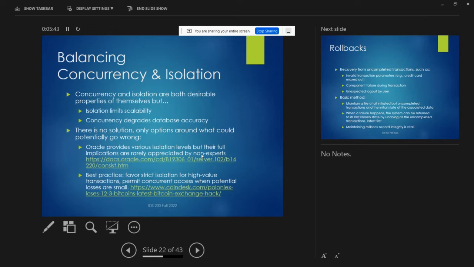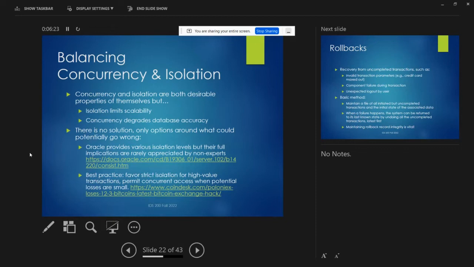On the other hand, concurrency leads to the possibility that your database contents will be inaccurate, or that people using the database will get incorrect answers. So there is no solution to that. It's one or the other. But what you do have is options around what can go wrong. For example, if you're interested in this stuff, I've linked to an Oracle document that talks about different isolation levels. There's a spectrum of choices there, from super high isolation to medium isolation to low isolation to no isolation. Again, there are options in there, and it's a trade-off.